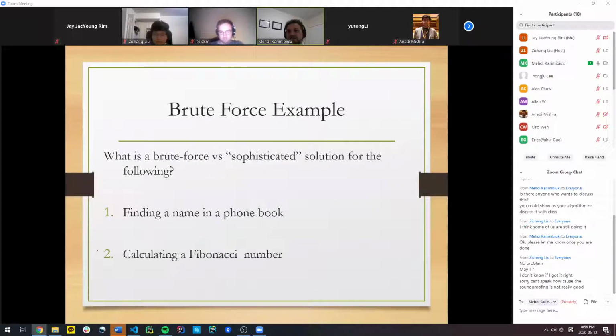Calculating a Fibonacci number. The brute force is that you can have a for loop again to just do the calculation there, or you can do a recursive call to do the calculation. A better approach is that you basically, as I said, you cache different numbers of Fibonacci somewhere, and just do a lookup table for a one-on-one quick access.